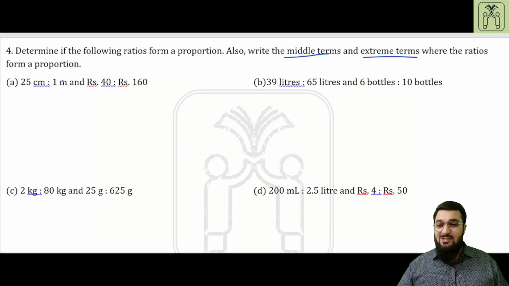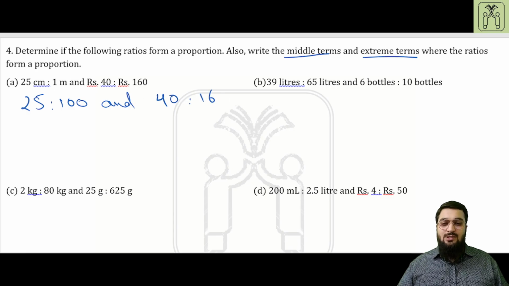So we'll convert centimeter into meter or meter into centimeter as you wish. I will convert 1 meter into centimeter. So that will be 25 is to 100. And 40 and 160 are both in the same units, so that will be 40 is to 160. We will simplify that and we will get 1 is to 4, and we will get over here also 1 is to 4. Therefore, they are in proportion.